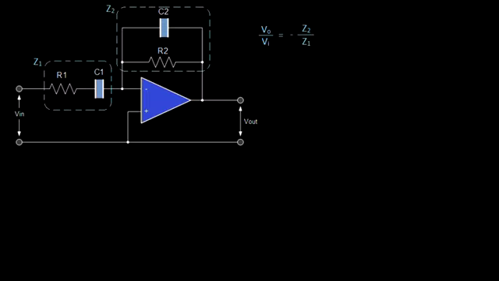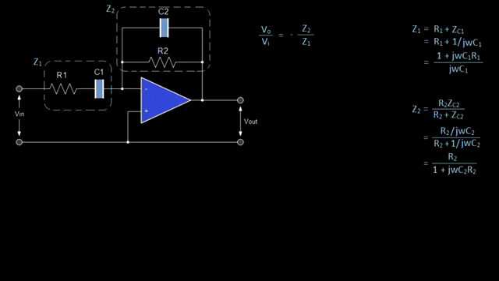Here we have an example of an inverting bandpass filter which consists of one op-amp, 2 capacitors, and 2 resistors. We can analyze the transfer function of this circuit as V out over V in, which is going to equal negative Z2 over Z1, where Z2 is the impedance of resistor 2 and capacitor 2 in parallel, and Z1 is the impedance of capacitor 1 and resistor 1 in series.